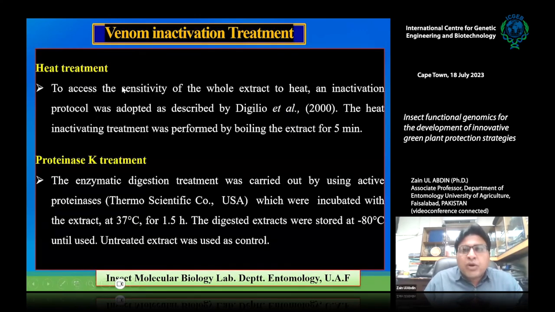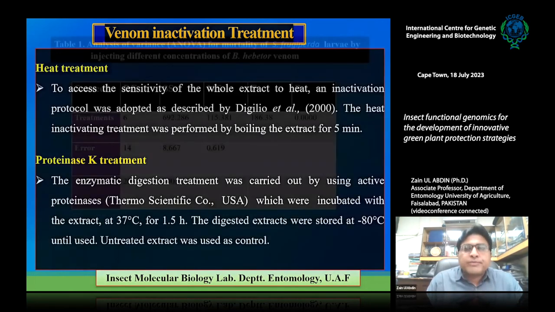We also performed heat treatment with the venom so that we would know what the active component of the venom is. To assess the sensitivity of the whole extract to heat, an inactivation protocol was adopted as described by that scientist. The heat inactivation treatment was performed by boiling the extract for 5 minutes. Then proteinase K treatment: enzymatic digestion was carried out using active proteinase K, incubated with the extract at 37 Celsius. Actually, this treatment confirms that the active component of the venom is protein, and we wanted to make sure of that.